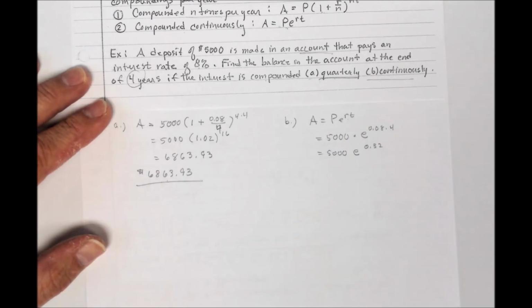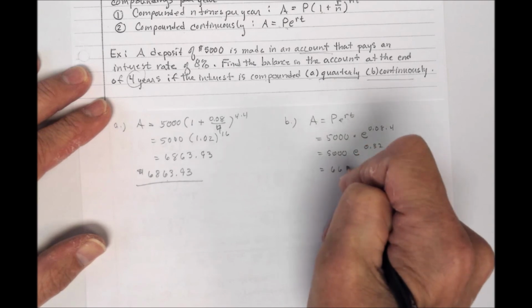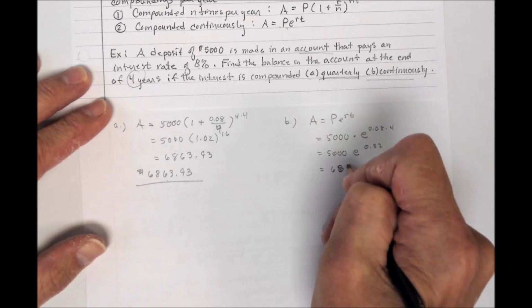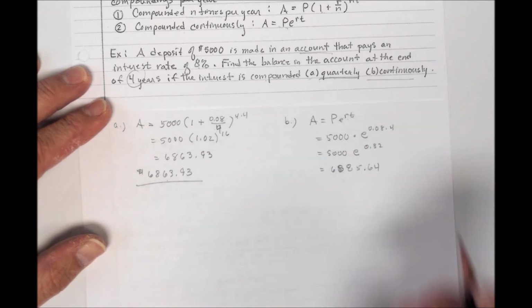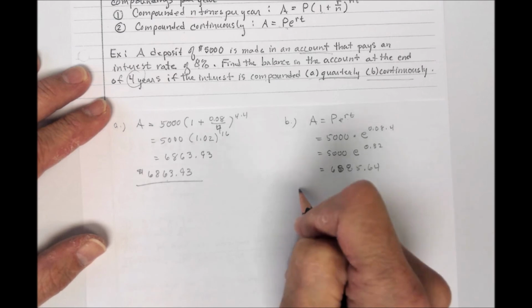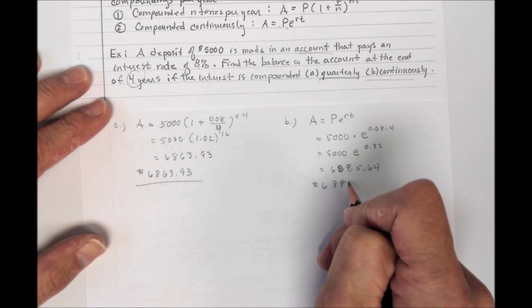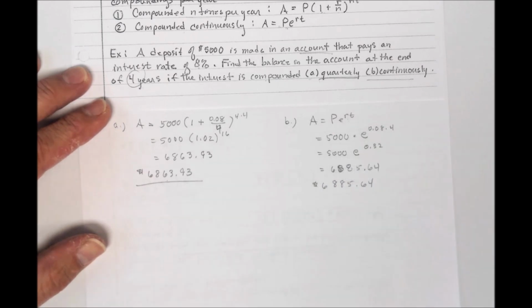So I have to find, oh, I don't have the good eyes on. There we go. e to the 0.32 times 5,000. And if I didn't mess it up too bad, I get 6,885, and to the nearest penny, 64. So it's a little bit more. It looks like about an extra $22. So they would have in their account $6,885.64.